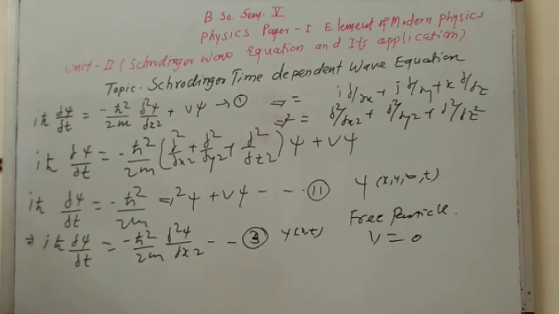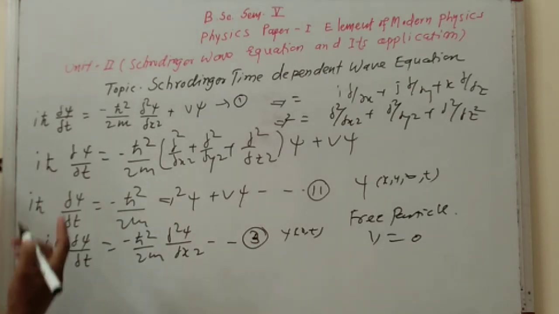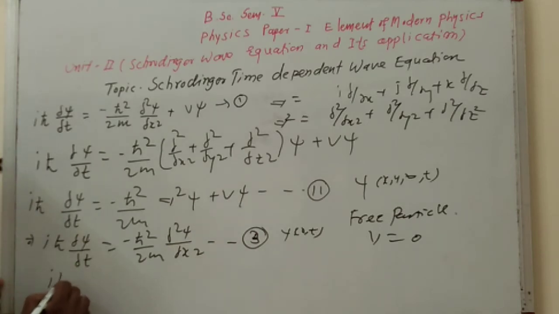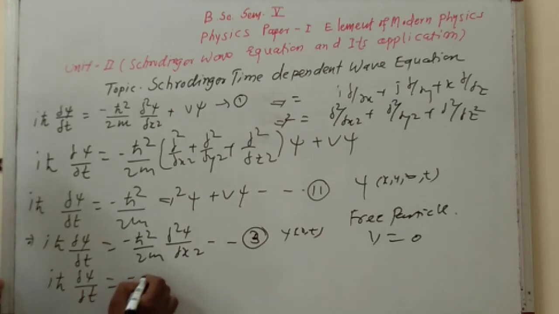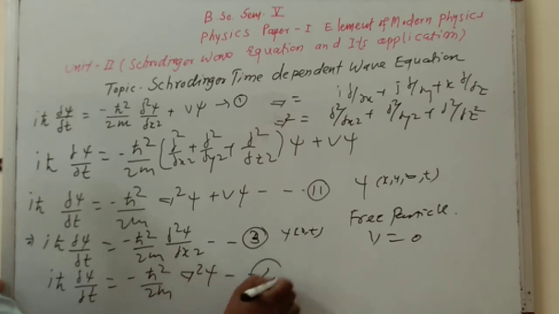Also from equation 2, the Schrodinger time dependent equation in three dimensions, in the case of a free particle, put V equal to 0, and we get iħ ∂ψ/∂t equals minus ħ² over 2m ∇²ψ. Equations 3 and 4 are called the Schrodinger time dependent equation in the case of a free particle.